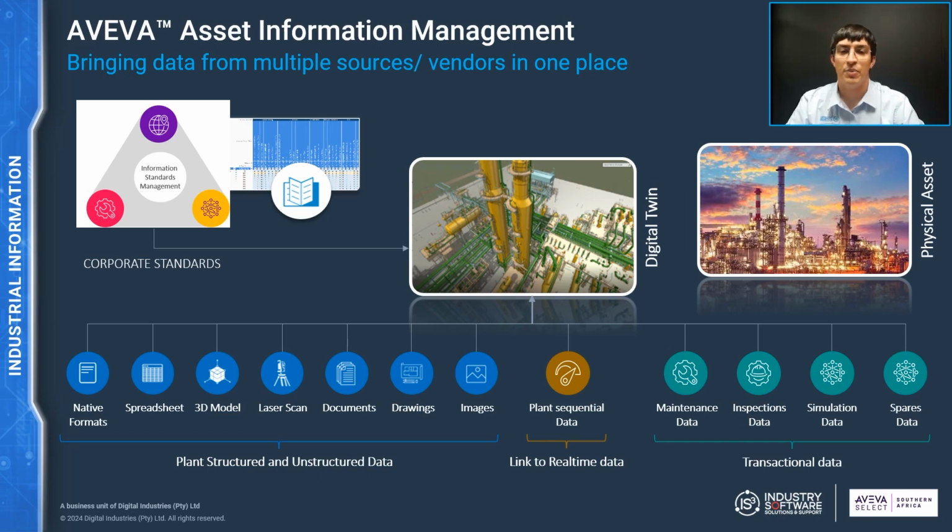With AVEVA Asset Information Management, we provide a fully agnostic solution, meaning it can support a wide range of data sources from various vendors. It has the capability to capture diverse types of information, such as engineering information, schematics, design layout, operational data, shift reports, maintenance tasks, permits to work, alarms, and inspection systems. This versatility allows AIM to be utilized throughout all stages of a project and adapt to the evolving need of the project.